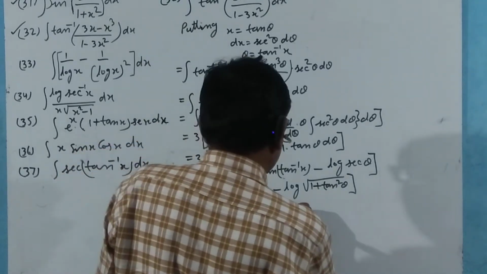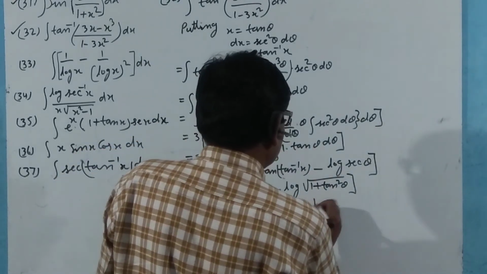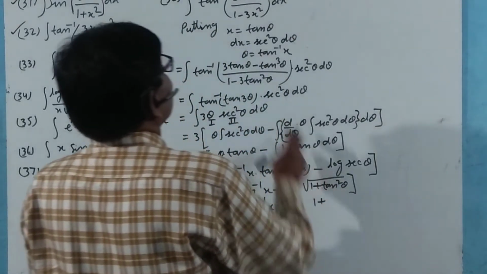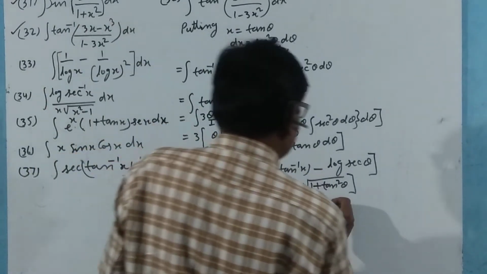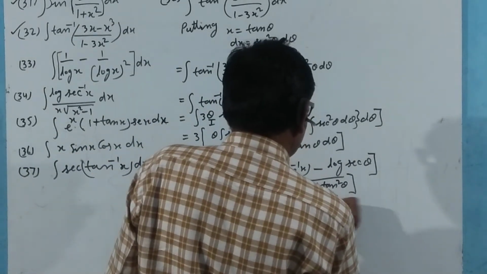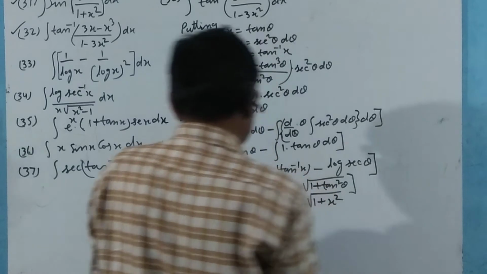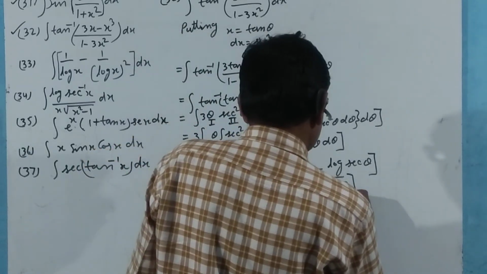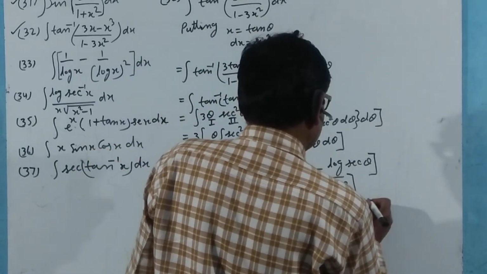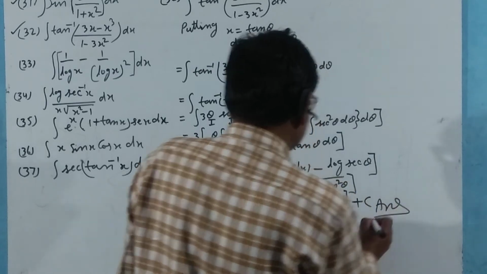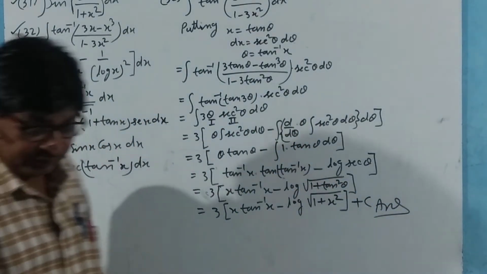It means that log of 1 plus tan square theta is equal to log of 1 plus x square. This is in this form. We add the integrating constant c. This is our answer.